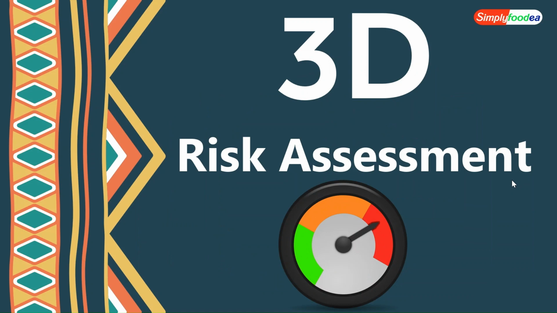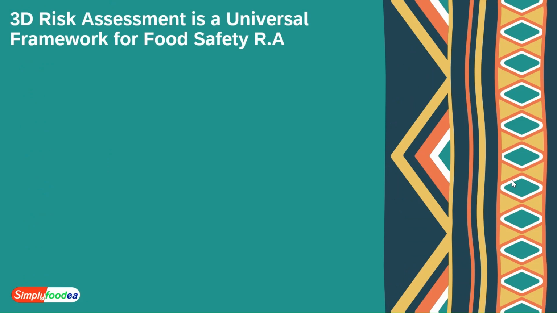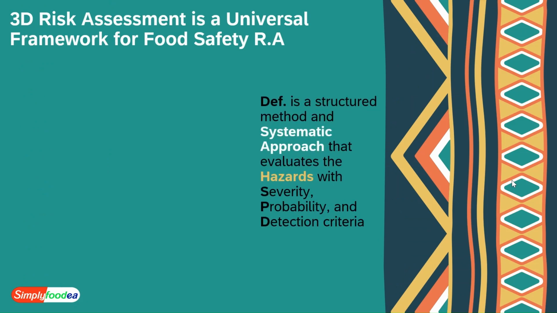Today, we're going to talk about a new criteria of the risk assessment, which is the 3D risk assessment. This is the new criteria of your risk assessment in the HACCP plan or whatever risk assessment you need to have. So, let's go directly to our presentation and understand what the 3D risk assessment is, which is a universal framework for food safety risk assessment or other risk assessment criteria.